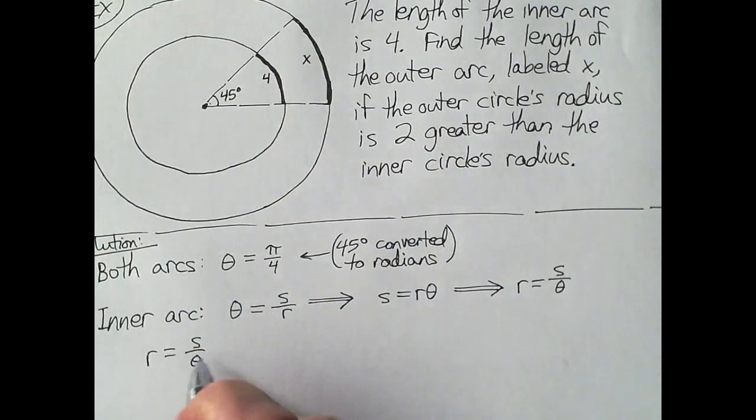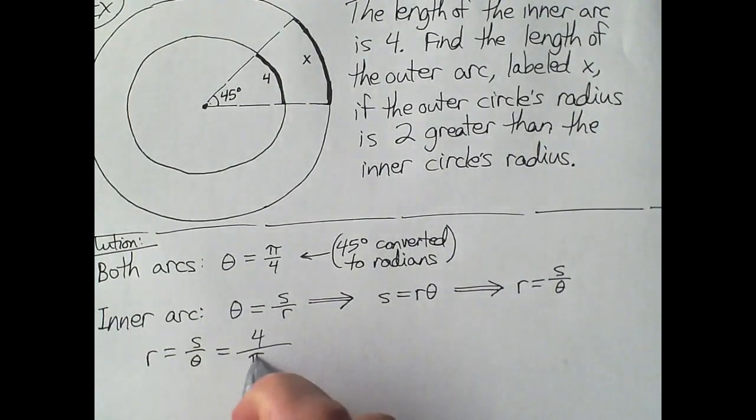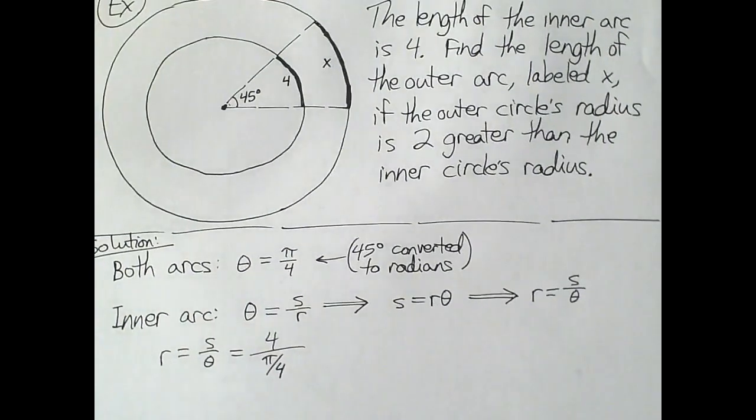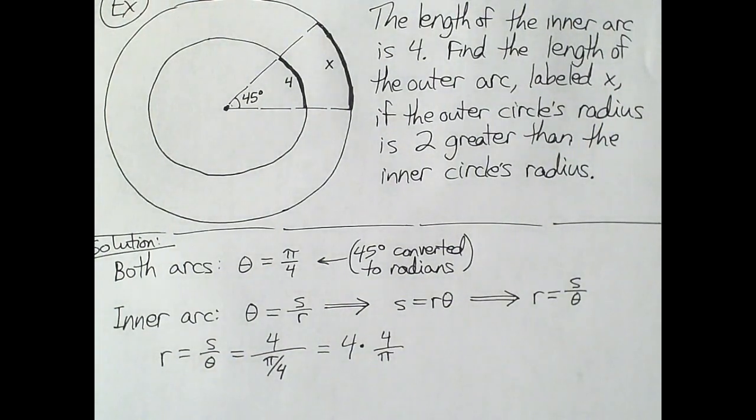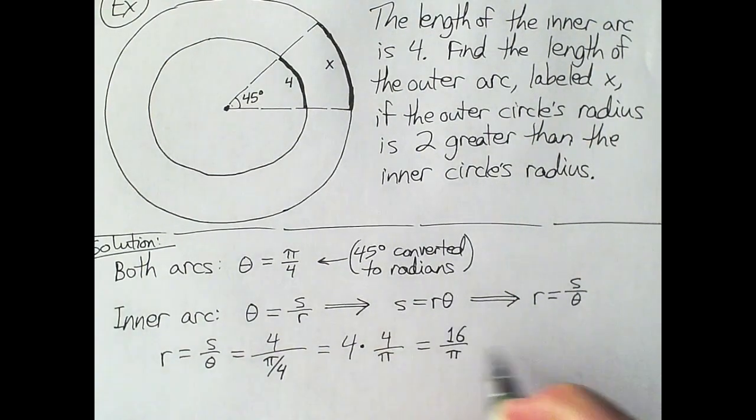R equals s over theta means the radius is 4 over pi over 4. That's the radius of the inner circle. Can we simplify that, 4 over pi over 4? Yeah, instead of dividing by a fraction, we could multiply by its reciprocal. That's how I like to deal with a fraction inside a fraction. So this is going to be 16 over pi. And I don't need to write inches or feet or anything like that because that was 4 units. So this is 16 over pi units.